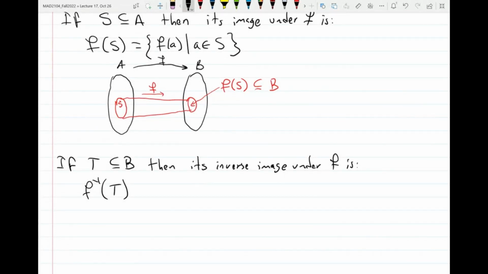This is just a set. So the inverse image of T, what is this? These are the elements in A such that when I apply the function, they go into T. They are an element of T. So these are the elements in A that go into T when you apply the function. Yes, they go to B, but what part of B? In T. Remember, T is inside of B.